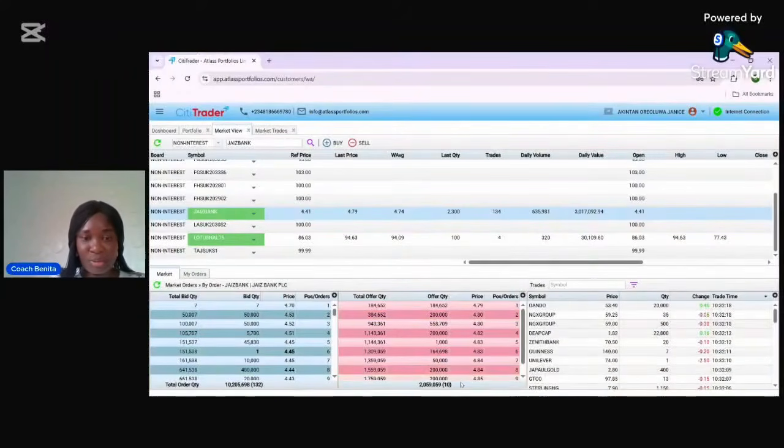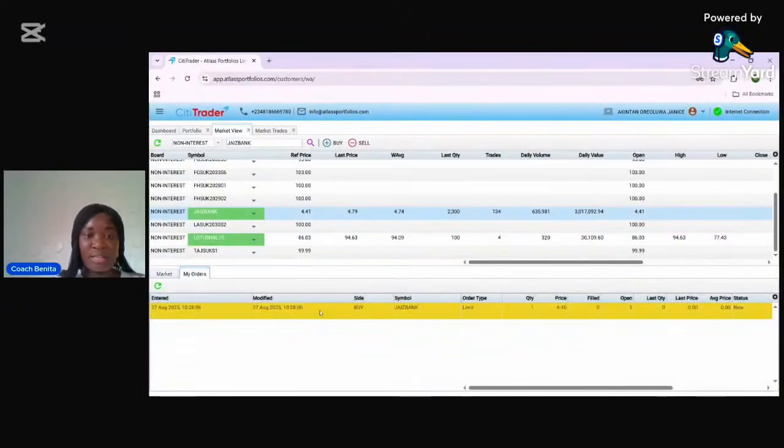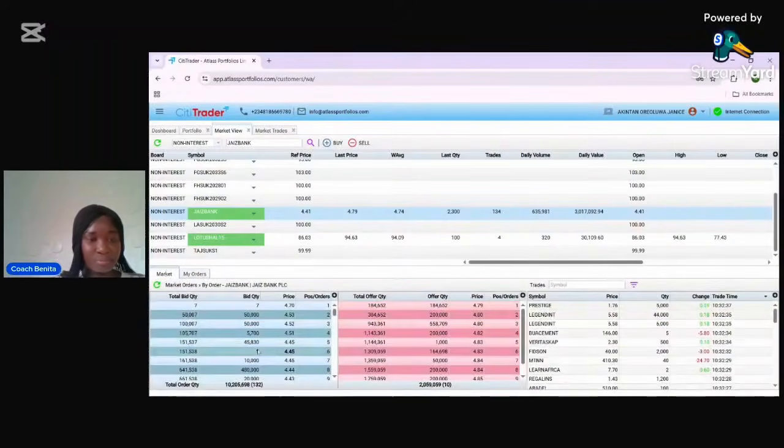Okay, I'll teach us how to sell. I don't have anything to sell, but I can just explain how to sell because this is a fresh account. There's nothing in the portfolio yet, so I can't sell. But we'll come back to this. This shows that your order is still pending. When it changes to green, it means that you have been sold to. So we'll come back to that.